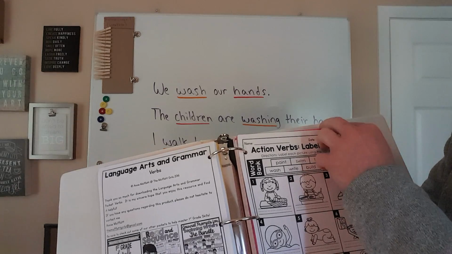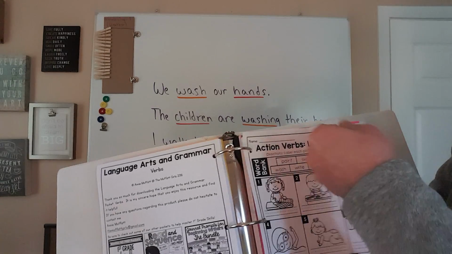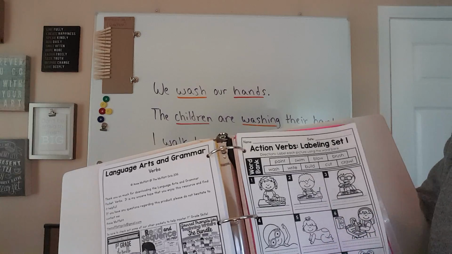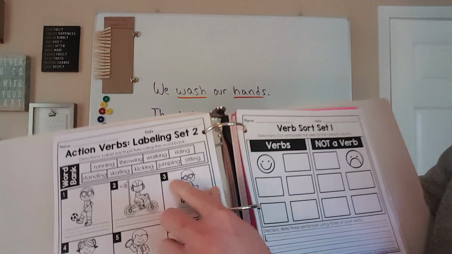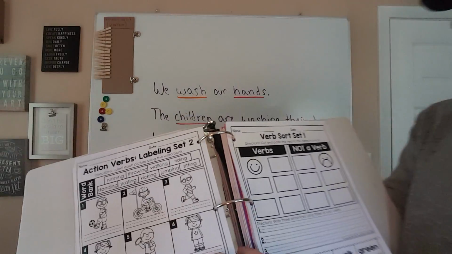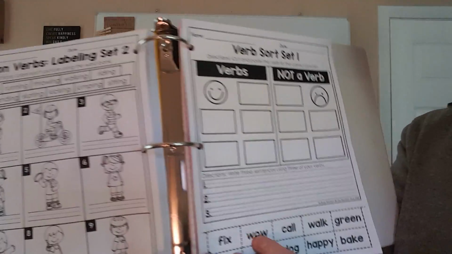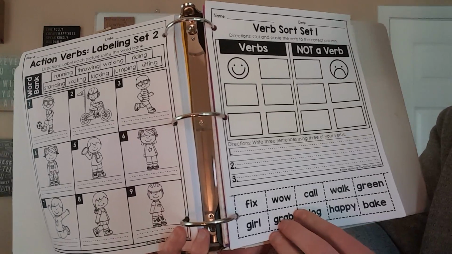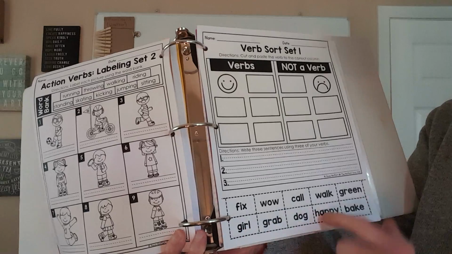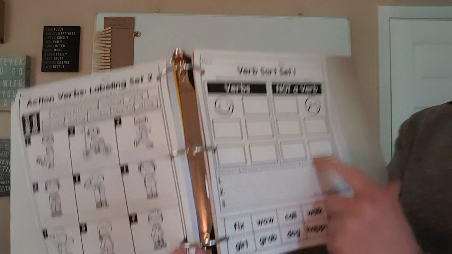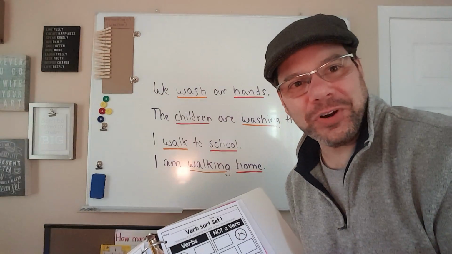All right. So there are 2 pages on that. Action verbs labeling set number 1 and action verbs labeling set number 2. And then here's a verb sort. All right, where you cut these words out and you say 5 of these are verbs. The other 5 are not verbs.